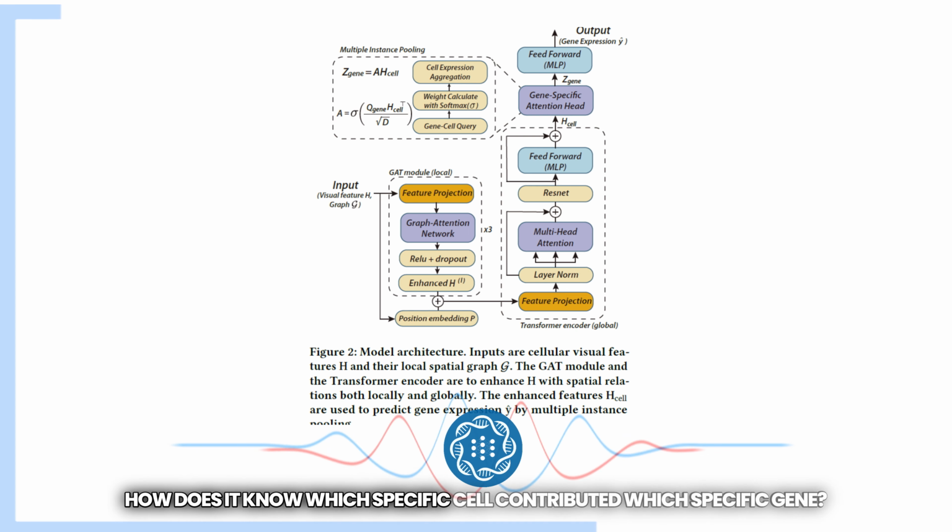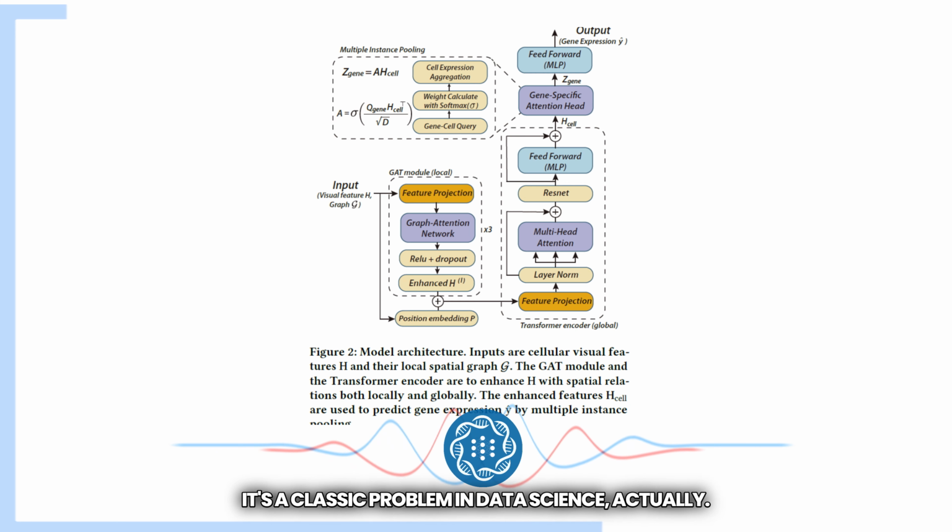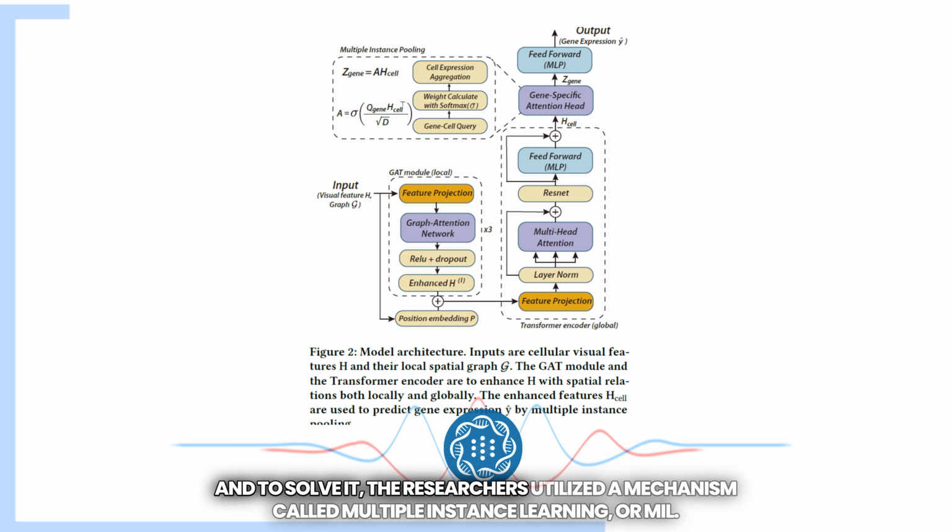How does it know which specific cell contributed which specific gene? That is the exact challenge. It's a classic problem in data science, actually. And to solve it, the researchers utilized a mechanism called multiple instance learning, or MIL.